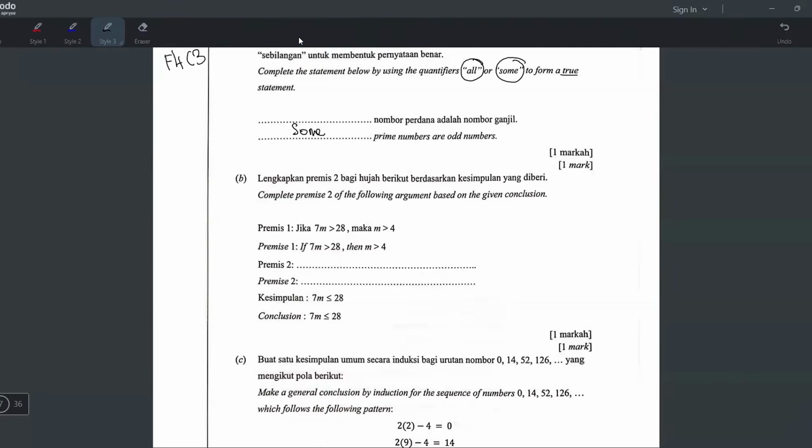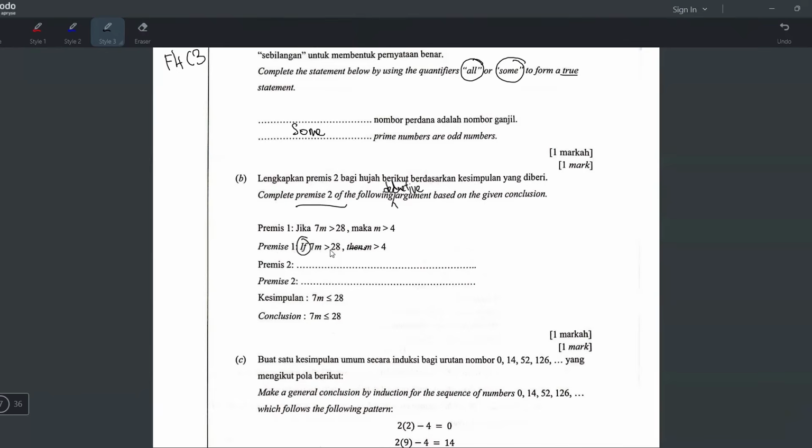B, complete premise 2 of the following argument based on the given conclusion. Okay, I see the first word is if, then. So I think what they mean here is the deductive argument. To be more specific, it's a deductive argument, which is you start from general and then you slowly move on to specific. You start with general and then you finish it with a specific conclusion.